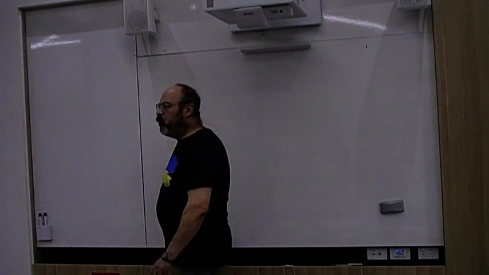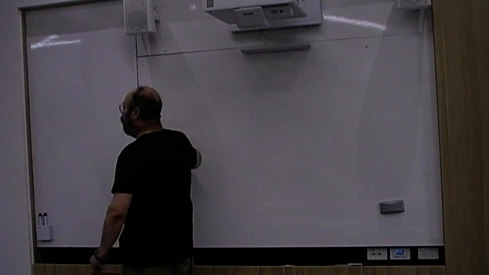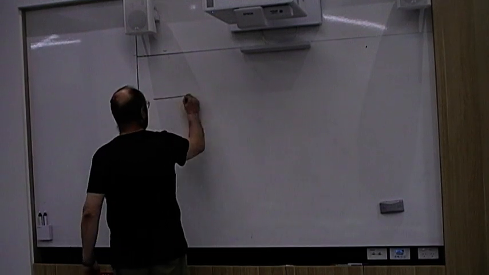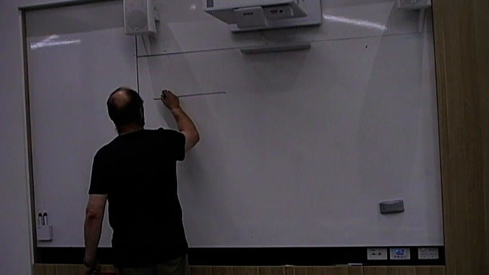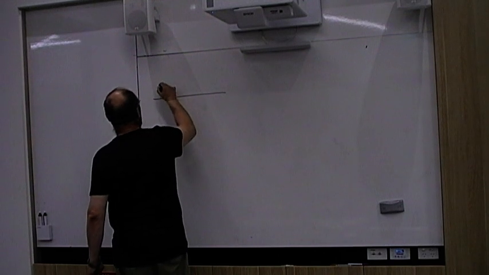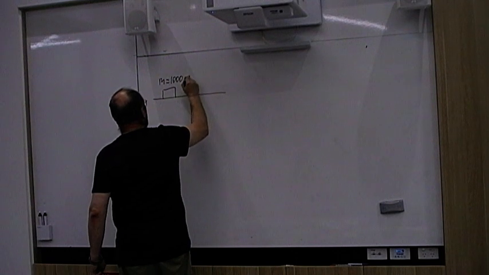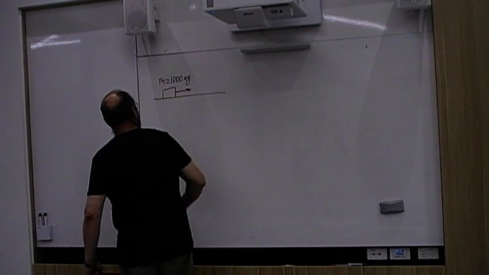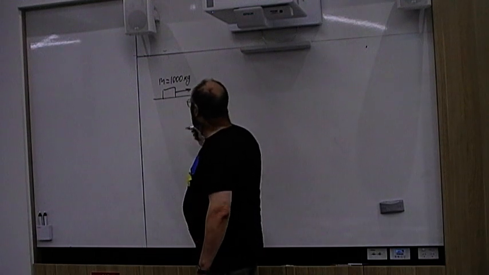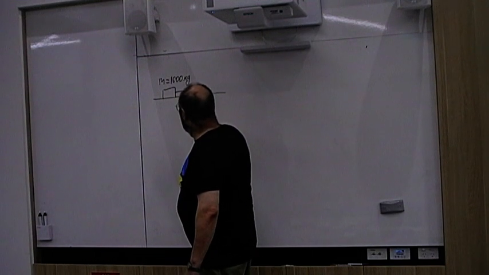So let's consider, first, we have two cars, a car and a truck moving towards each other. We have a car with a mass of 1,000 kilograms, moving with an initial velocity of, let's say, 15 meters per second.